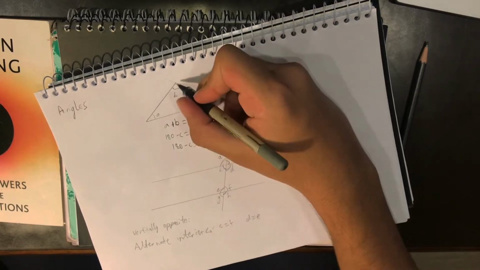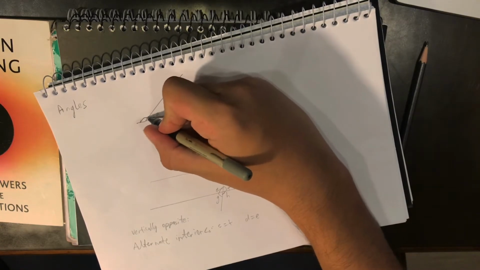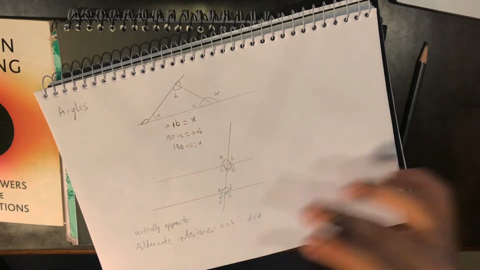This can go with any angle, like this angle too, and this one too. The sum of the opposite two angles is equal to this angle, so it's really easy that way.